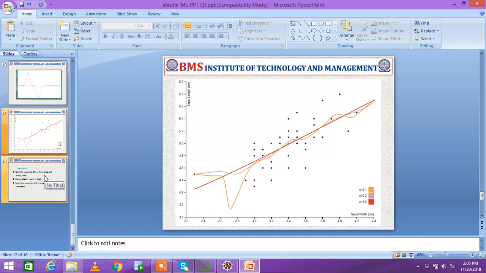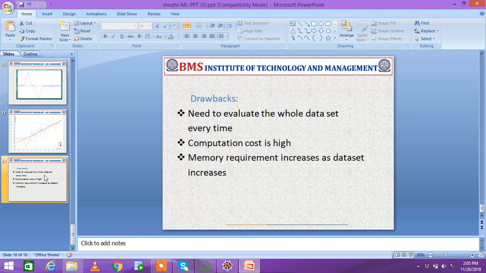Now, what is the drawback of this? As we discussed, every time it needs to evaluate the whole data set, and the computation cost is high.